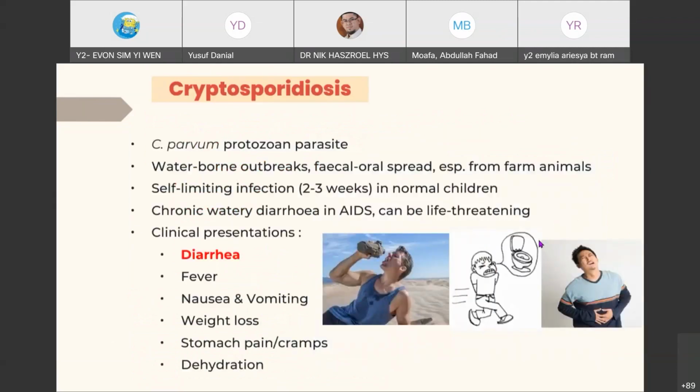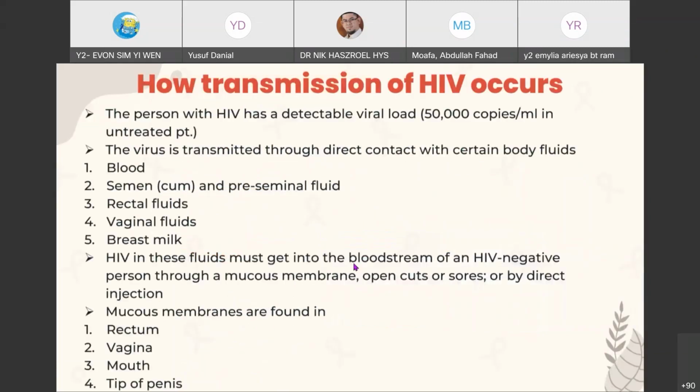Cryptosporidiosis is a waterborne disease and a self-limiting infection in normal children, and it can cause chronic watery diarrhea in AIDS, which can be life-threatening. So the most important clinical presentation for cryptosporidiosis is diarrhea, and also others such as fever, nausea, vomiting, weight loss, stomach pain, and dehydration.